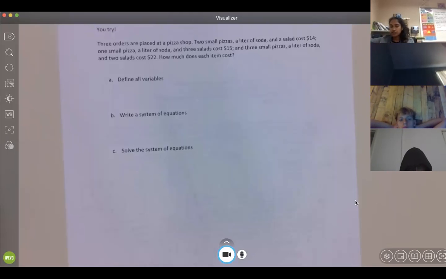Can you write your second equation? X plus 3 equals 15. So I like the x, but that liter of soda, how do you represent liter of soda? I mean, y. X plus y plus 3z equals 15. Great. Can you guys go from there? Yeah.